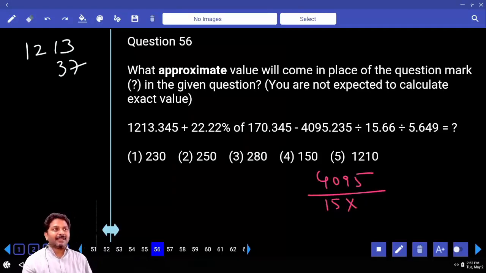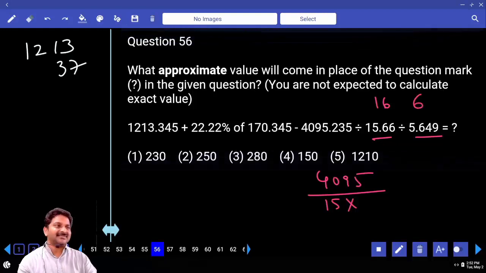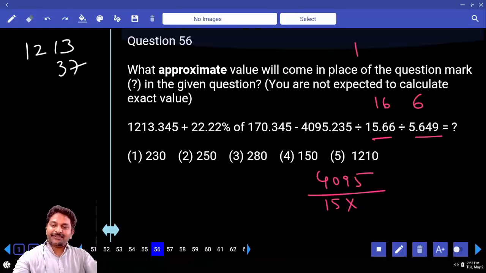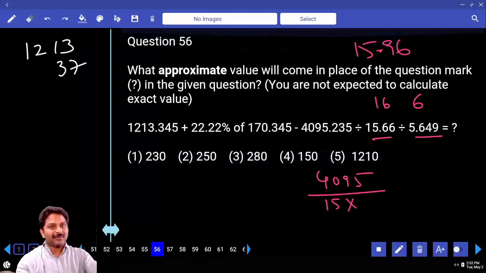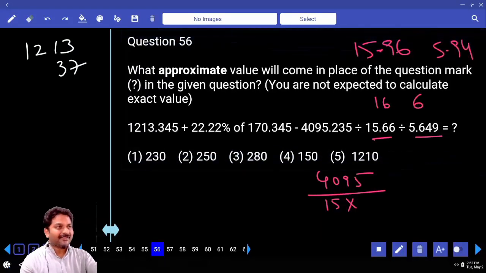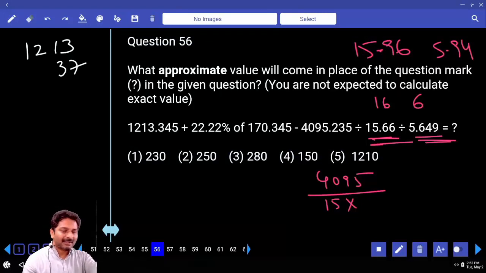Here a contradiction comes. Both are close to half. If you want to write both 16 and then 6, it is inappropriate. If it is 15.96, yes, I would say 16. If it is 5.94, yes, again I would say 6. But both the numbers are approximately half, right? So one number I want to treat as 15, the other number as 6.